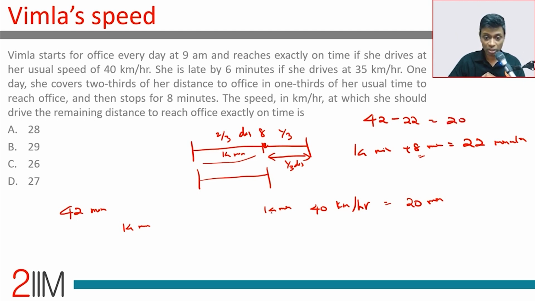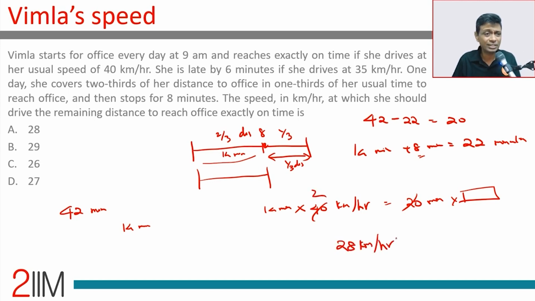This 14 minutes she travels at 40 kilometers per hour. This she should cover in 20 minutes. At what speed will she do it? This is the ratio. We don't even have to worry about kilometers per hour and minutes. And 14 into 40 is 20 into what? Luckily, this is just 2. 14 into 2, 28 kilometers per hour.